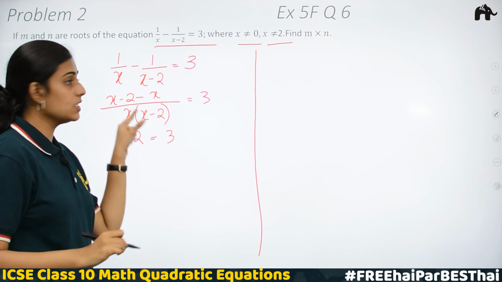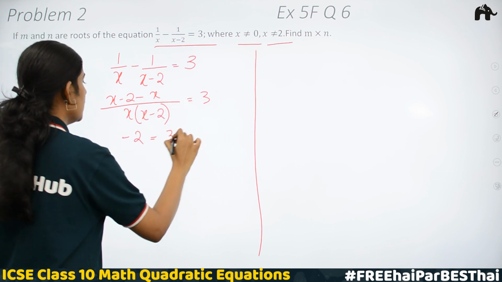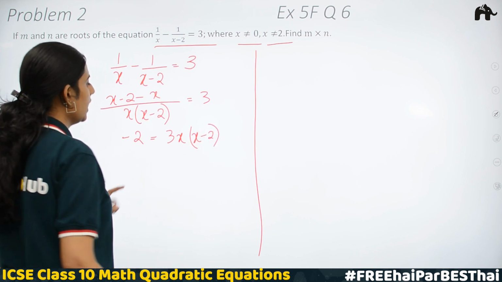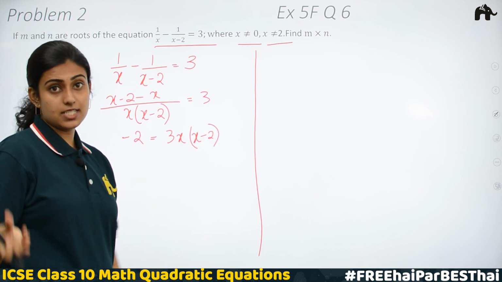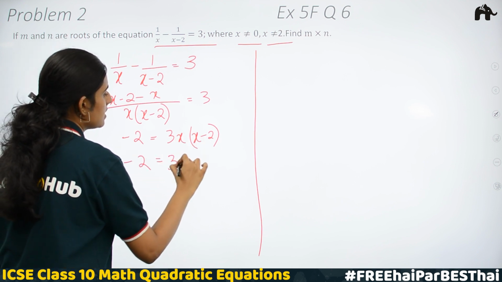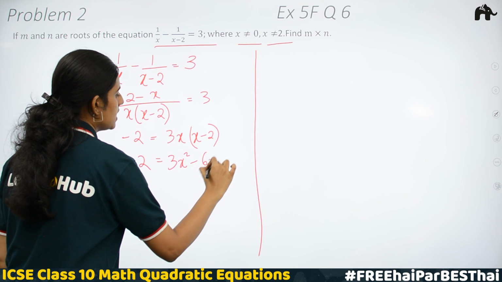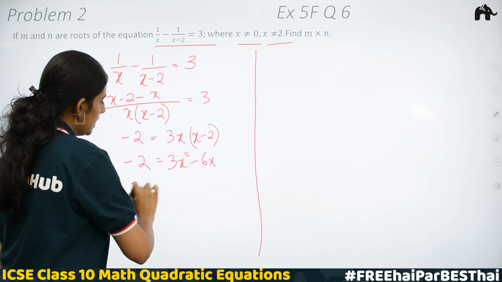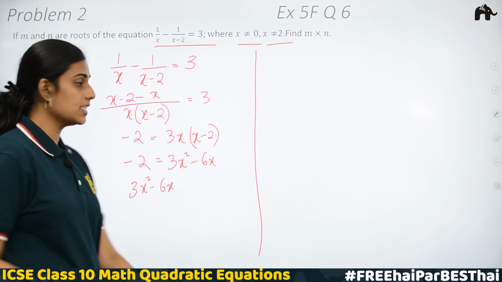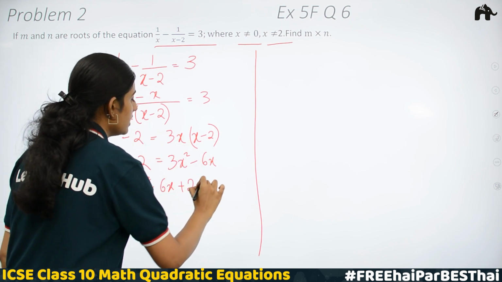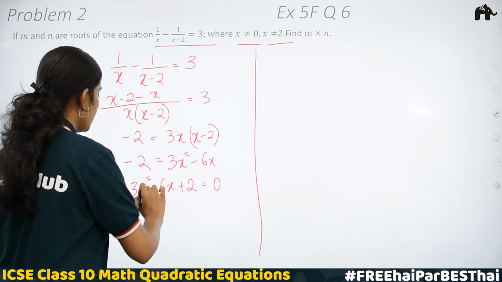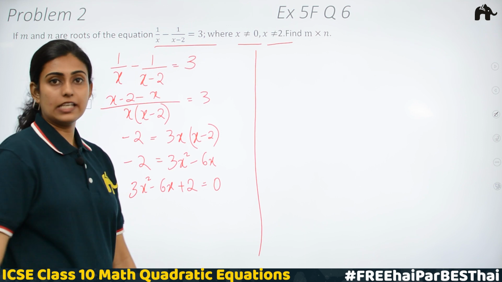Taking the terms in the denominator to the opposite side, 3x into (x minus 2). Okay. By rearranging, we will be getting a quadratic form. Minus 2 is equal to, removing brackets, 3x square minus 6x. That is 3x square minus 6x, taking minus 2 to the opposite side, it becomes plus 2 will be equal to 0. Okay. Now, we need to solve this equation.